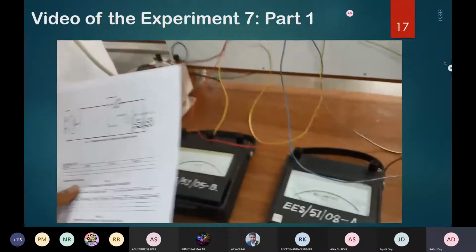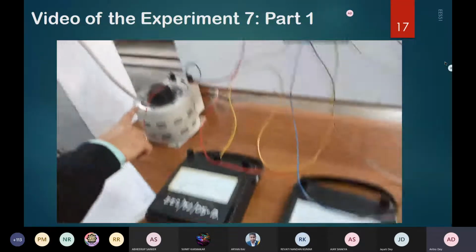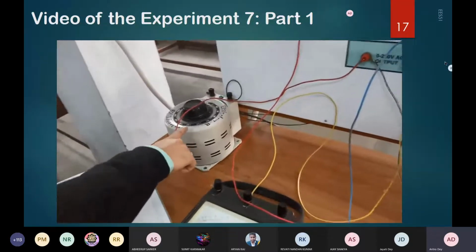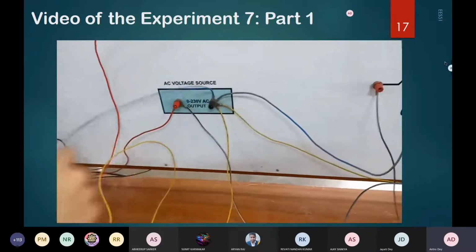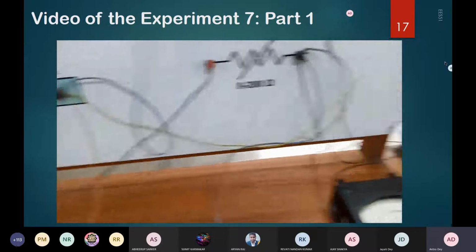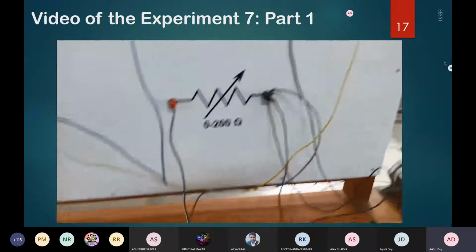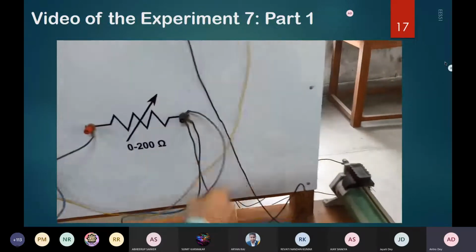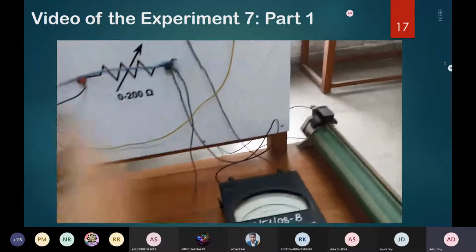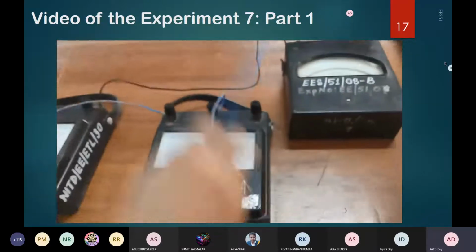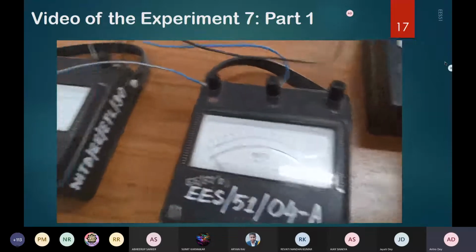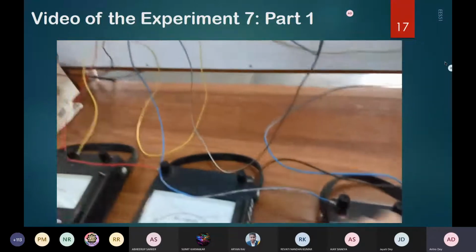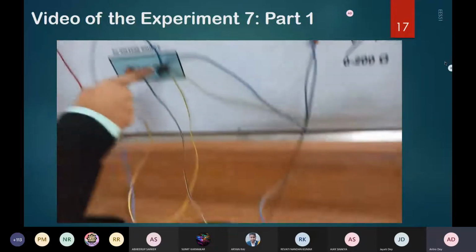Okay, once more I am demonstrating. Starting from the variac, this variac output is there. Then from the variac to the rheostat, then from the rheostat one terminal is going to this voltmeter, which is measuring the drop across the rheostat, and through this we are closing the circuit.